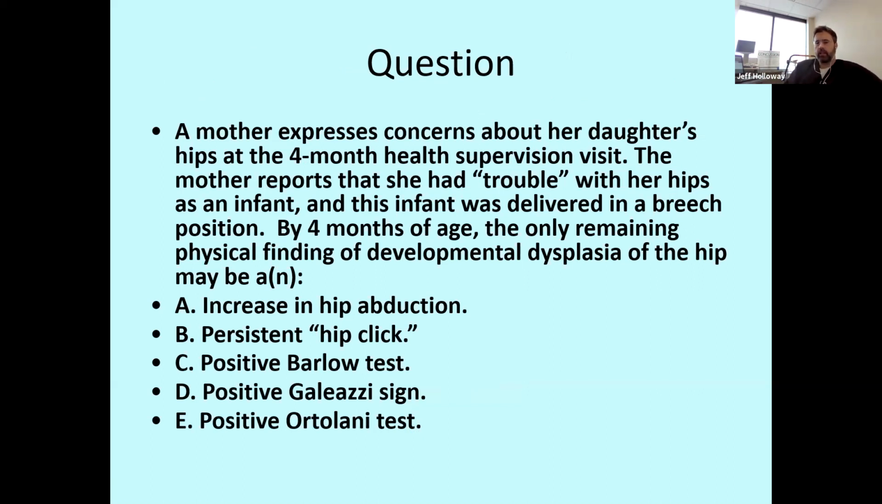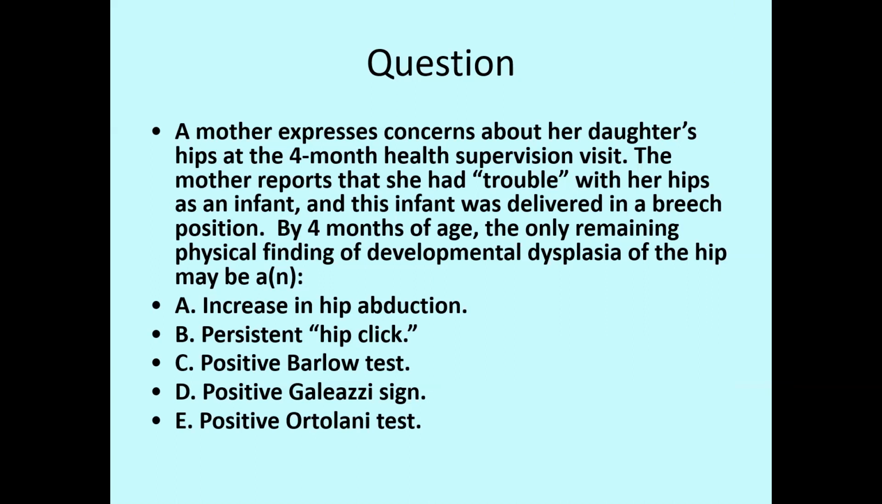So this one goes back to little kids, some of the things we talked about earlier. This mother expresses concern about her daughter's hip at her 4-month well child check. The mom had trouble with hips. The patient was breech, but by 4 months, the only remaining physical finding of developmental dysplasia of the hip may be what? An increase in hip abduction, persistent hip click, positive Barlow test, positive Galeazzi sign, or positive Ortolani test. You've probably heard of all of these, but now you're trying to think when it gets outside the normal cookie cutter visit.